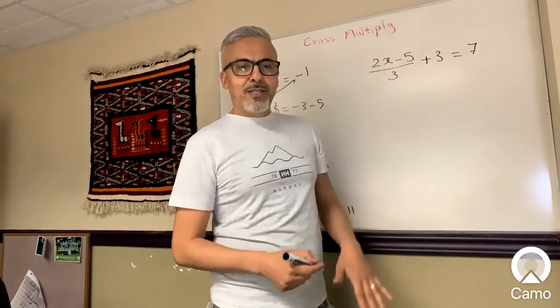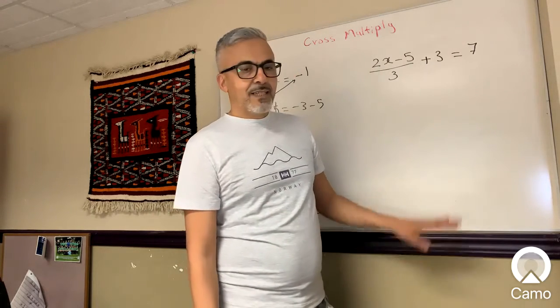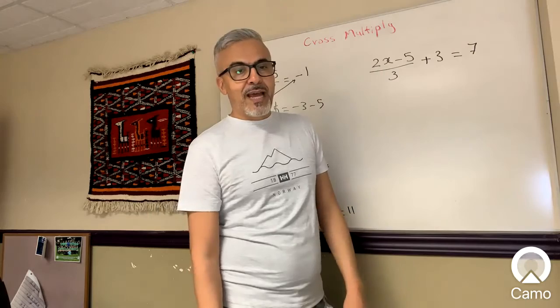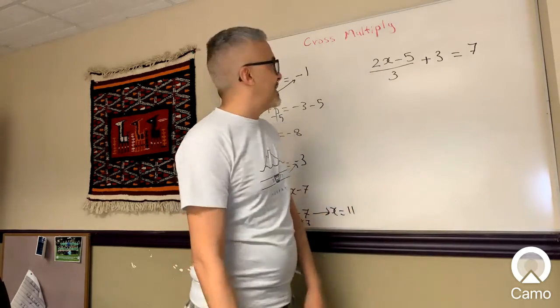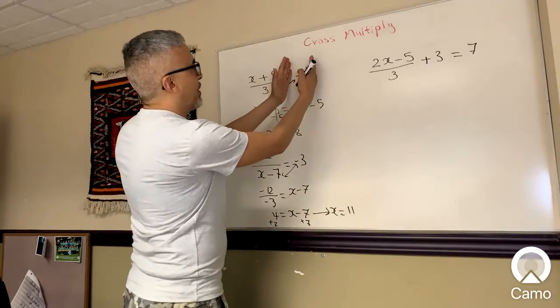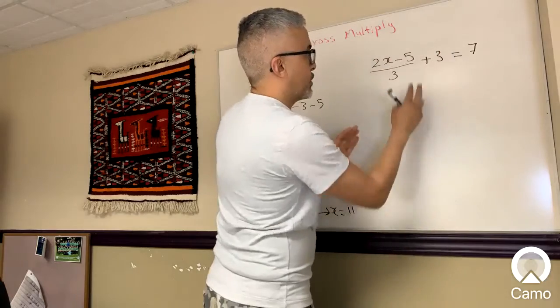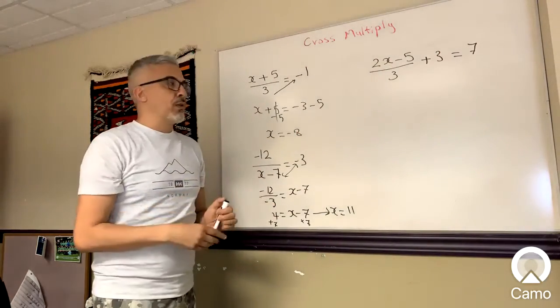Yeah, so let's go back to this question. Do you remember what I told you earlier? Can you cross multiply right away? No, you can't. I said the condition to cross multiply is when you have only one thing on this side and one thing on that side. Here we have two things. We have this term and this term right here. So we have two terms. We cannot cross multiply right away.